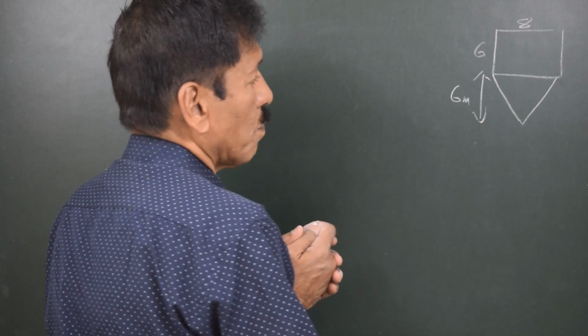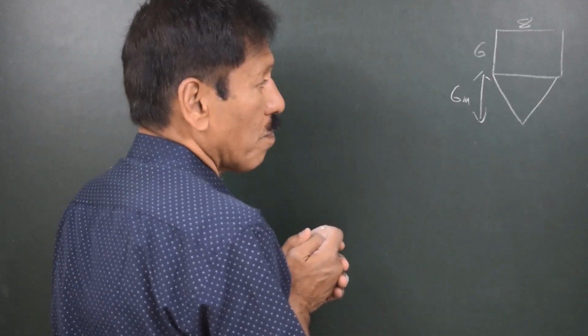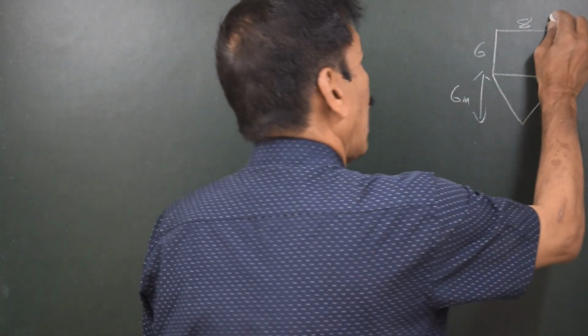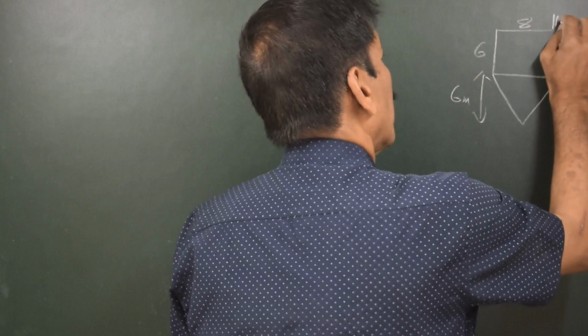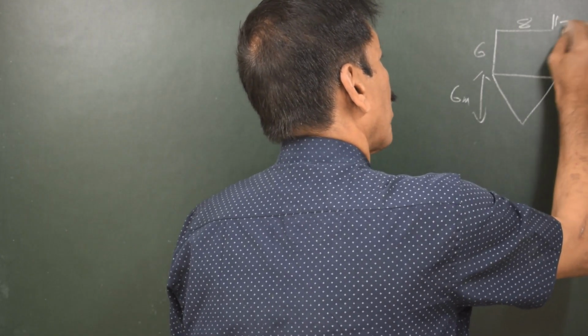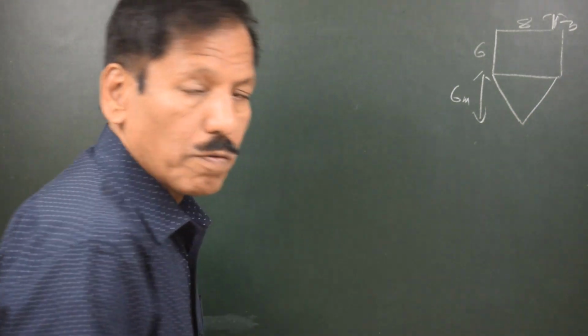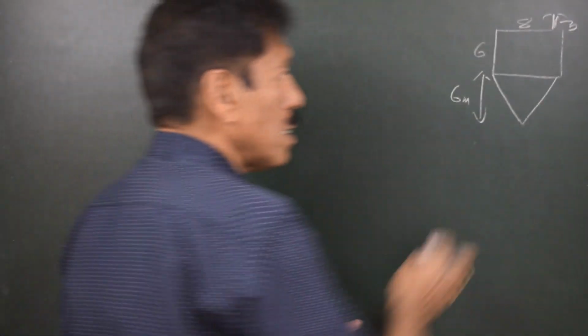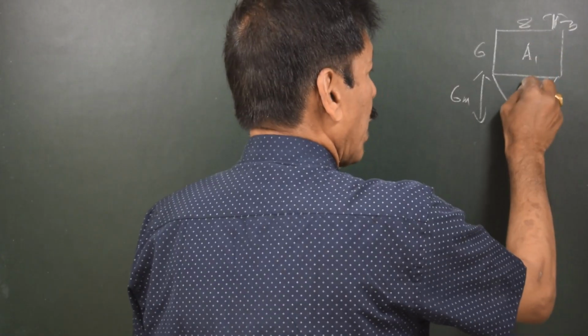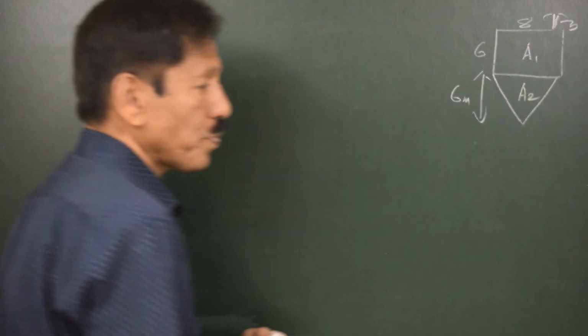The height of the triangle is 6 meters, the height of the rectangular part is also 6 meters, and there is a sounding pipe 3 meters above the tank top, overflowing. We have to find out the position of the center of pressure. Let us say this area is A1 and this area is A2.